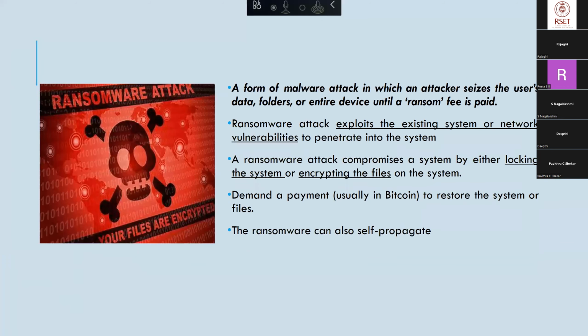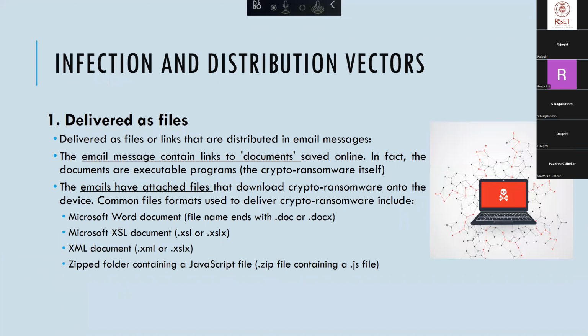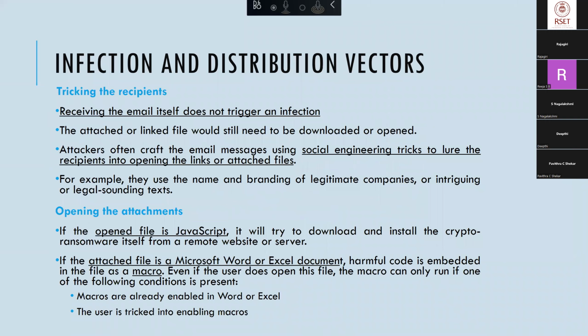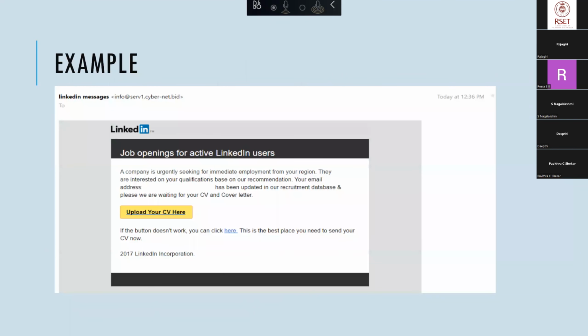So we were discussing the anatomy of a ransomware attack. We were discussing the distribution vectors here. This is an example of a kind of phishing message that you might receive in the name of LinkedIn. It may not be a legitimate message, but rather one that tricks you into clicking on that particular link. So that's just an example.